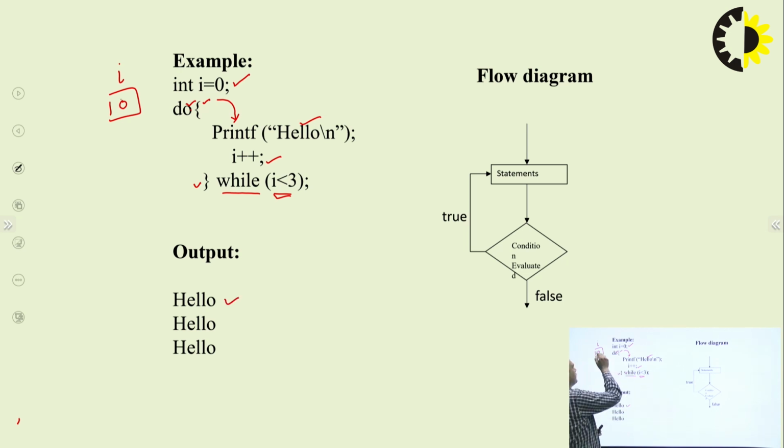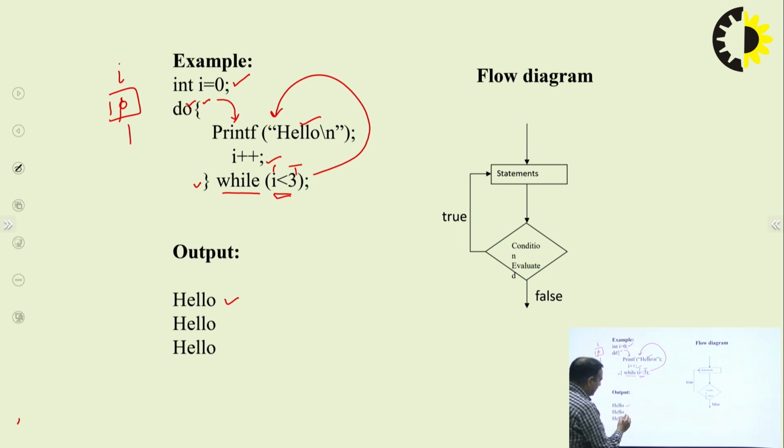Hello will be printed for i = 0. Then i = 1. When i is incremented, the condition will be checked: 1 <= 3, 1 < 3, condition true. When the condition is true, again the body of the loop, the statements enclosed between the opening and closing curly braces, will be executed.